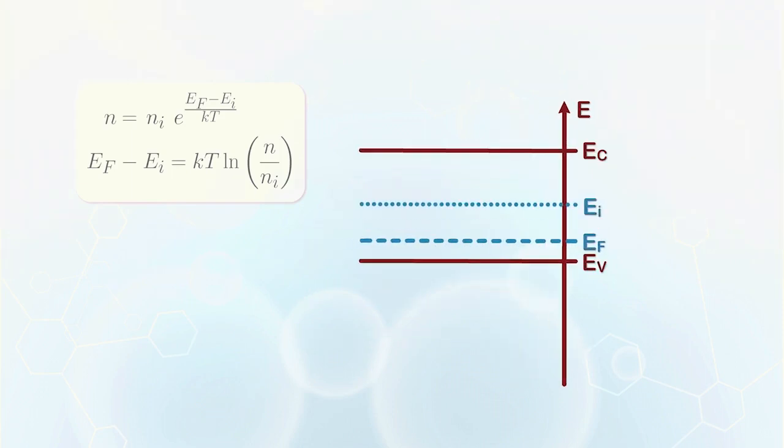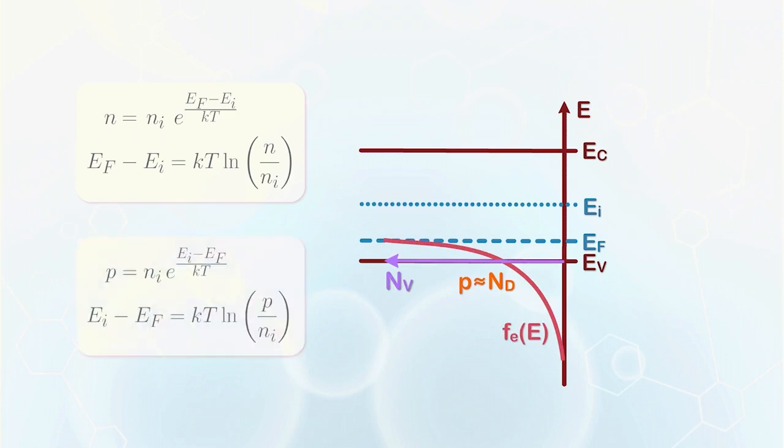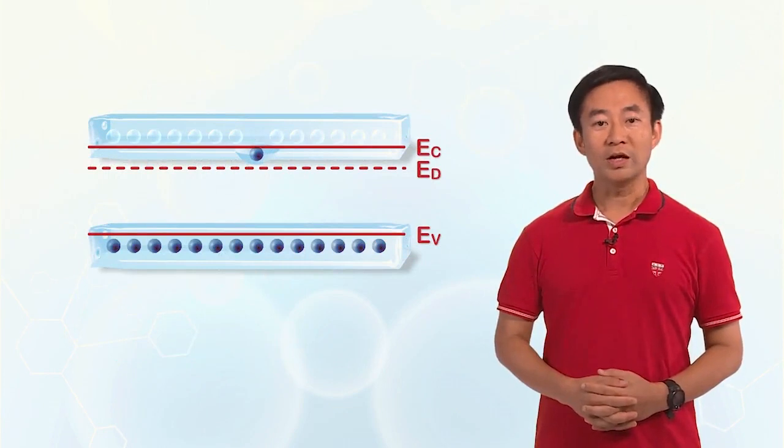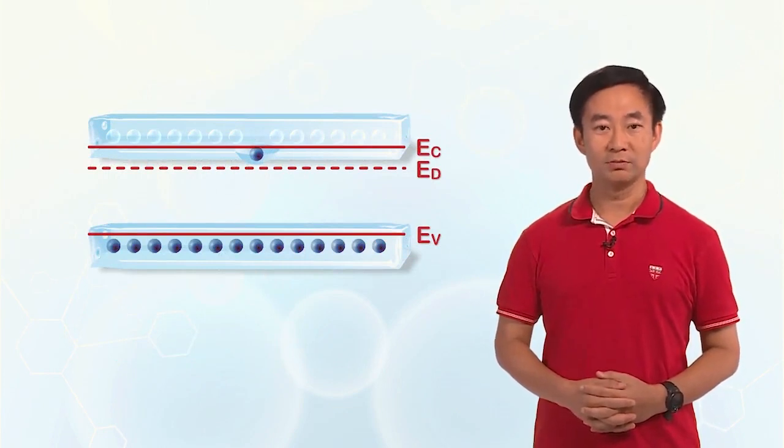For a p-type semiconductor, the equation that relates the Fermi level and the number of holes with respect to the intrinsic silicon is given by the expression P equal to NI times e to the power of (EI minus EF) over kT. Before we move on, let's do a simple exercise.